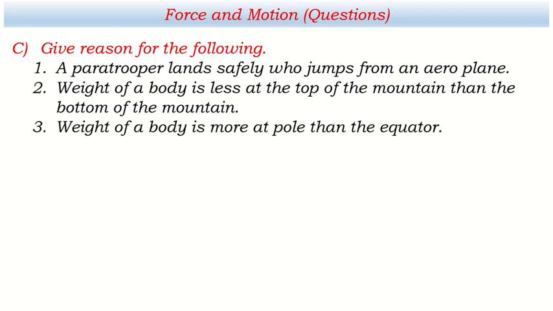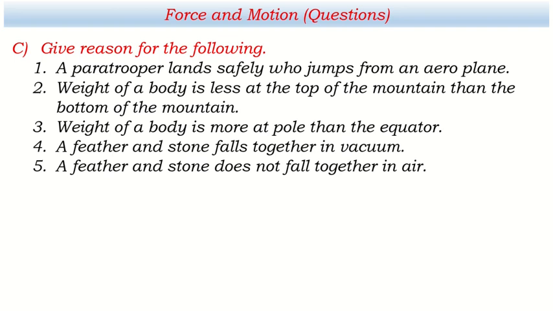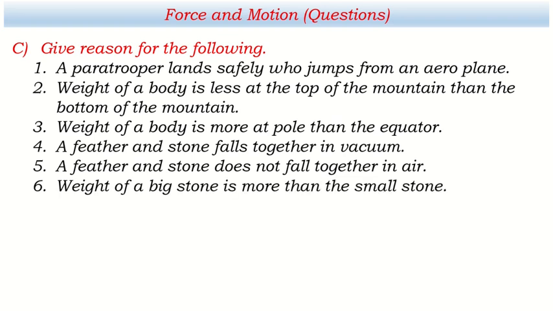Weight of a body is more at the pole than at the equator. Why? A feather and a stone fall together in vacuum. Why? A feather and a stone don't fall together in air. We know about this, but what is the reason behind this? Air resistance? If it is so, then you have to describe it a little shortly. Weight of a big stone is more than the small stone.